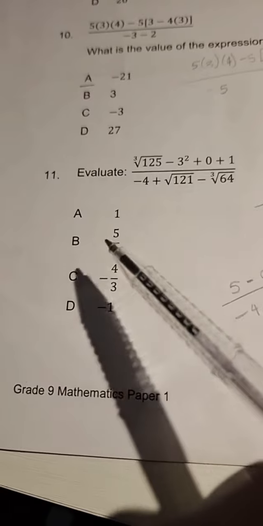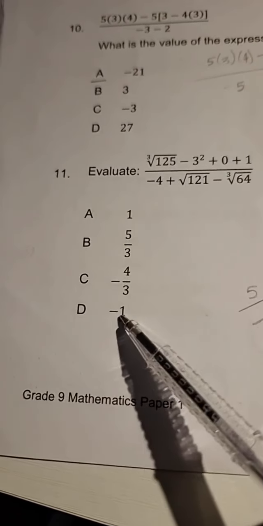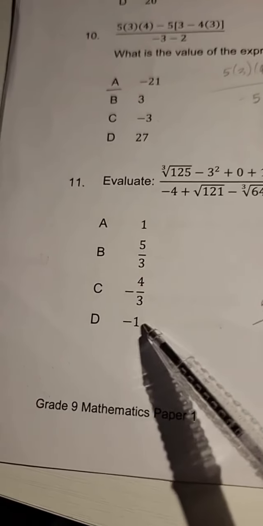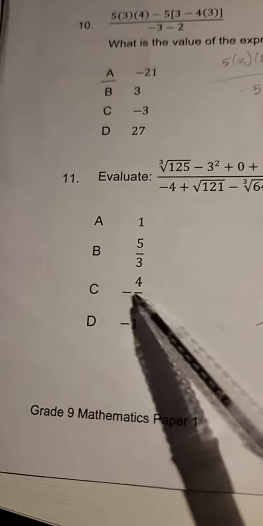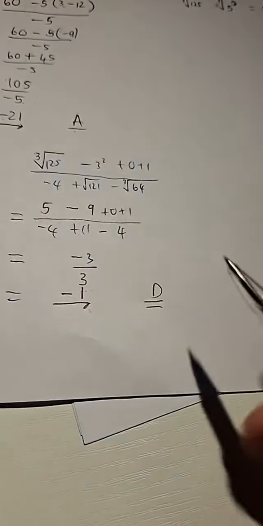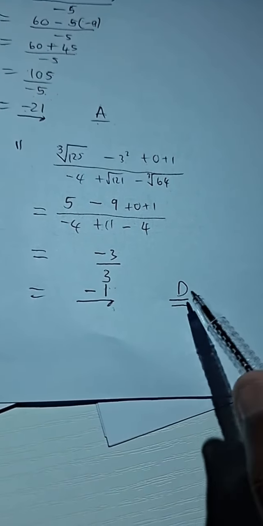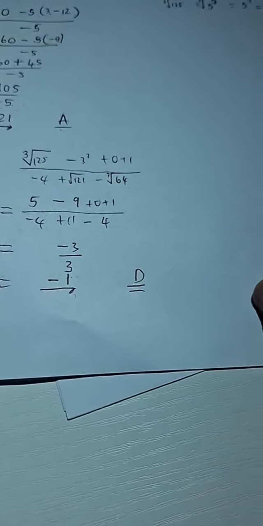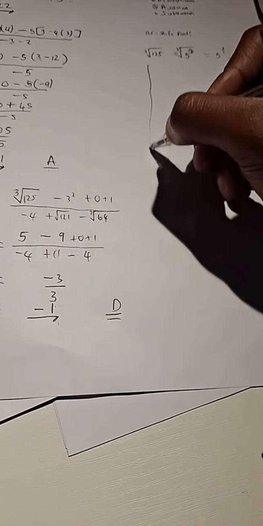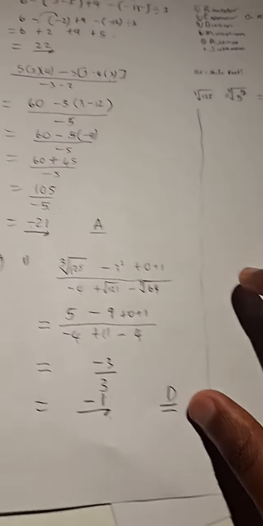A, is it 1? B, is it 5 over 3? C, is it negative 4 over 3? Or is it D, negative 1? We can see clearly the rain is gone. D is actually equal to negative 1. So we would select D as our option. We would write this answer, this letter in our booklet, and that would be us getting full marks for that question.